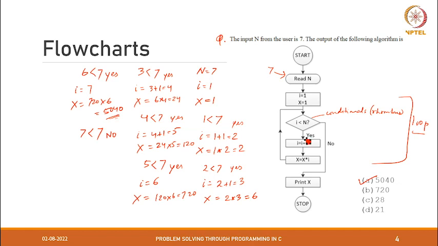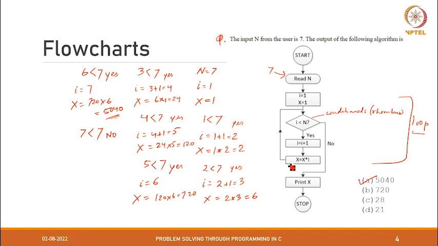Yes, it is less than 7. So again it will come here, i's value will increase to 3, and x's value will increase from 2 to 6, because x equals x into i, where i's value is 3 and x itself was 2 earlier. So 2 into 3 becomes 6, and then again it will go back here and check this conditional. That will go on until it reaches a point where 6 is less than 7 and the conditional is satisfied. So it will come here, i's value becomes 7 now, and x's value becomes 5040.